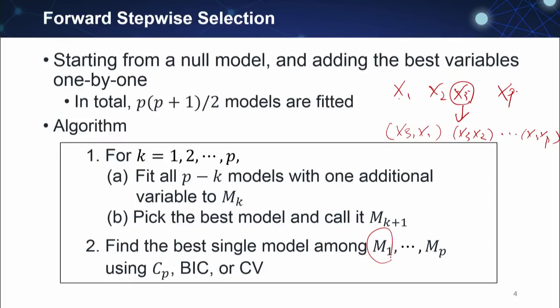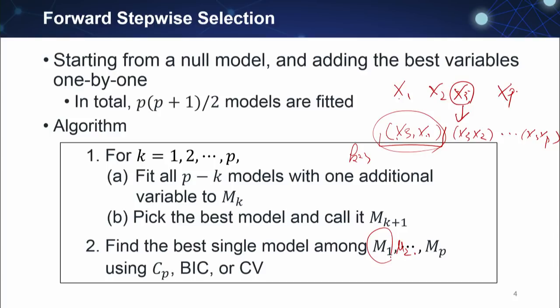So we add one more variable to the best model in the previous step. Among these p minus 1 models in this step, we find the best model and let's call it M2. Then this is the best model with the two input variables. Let's consider the selected variable is x1. Then x3 and x1 is the best model. Then in the next round, when k is equal to 3, we add one variable one by one to this x3 and x1. Then find out the best model with the three input variables.